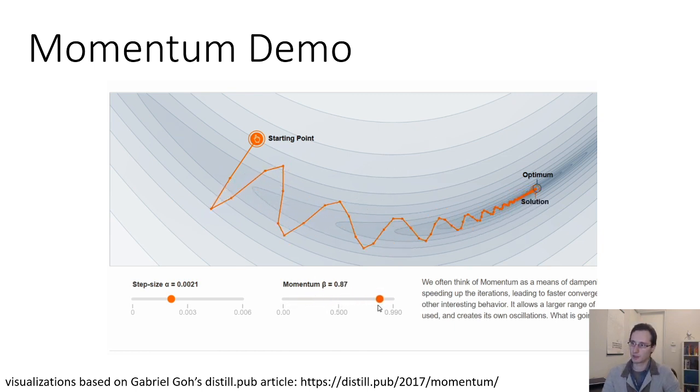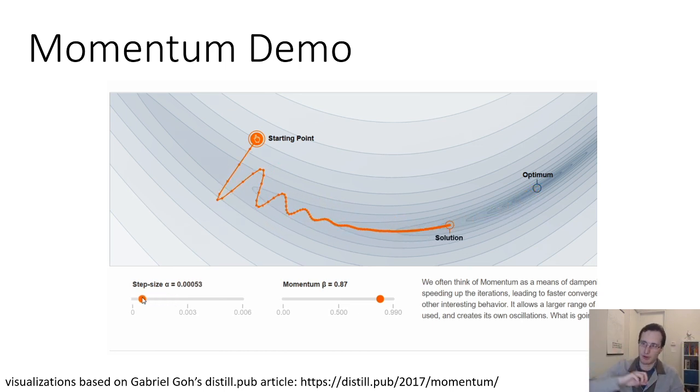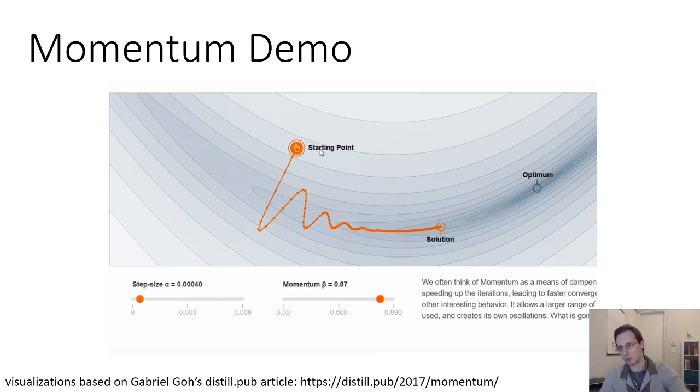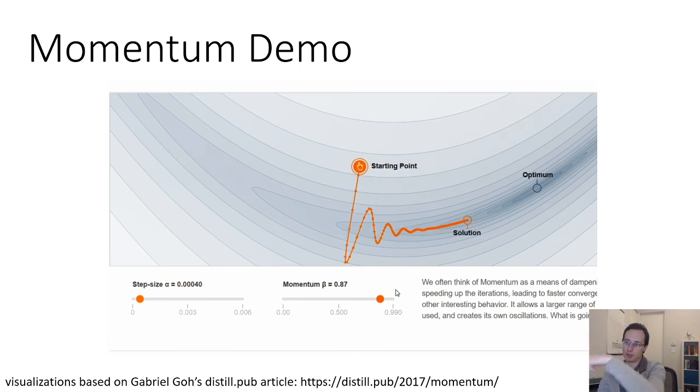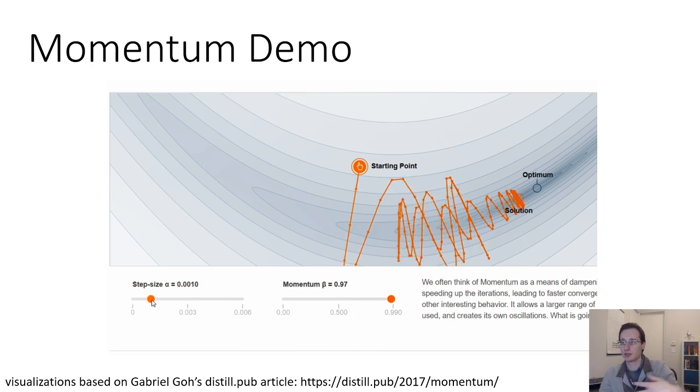So for a large value of momentum, what you can see is that it has this zigzag pattern, because if you imagine this as a ball rolling around in this landscape, it's going to have some momentum, and it'll roll up the other side before it exhausts that energy and turns around and goes back the other way. But the benefit of momentum is that it does end up getting much closer to the optimum because it slides along the bottom of that valley much more effectively.